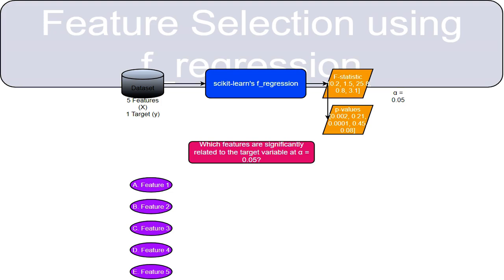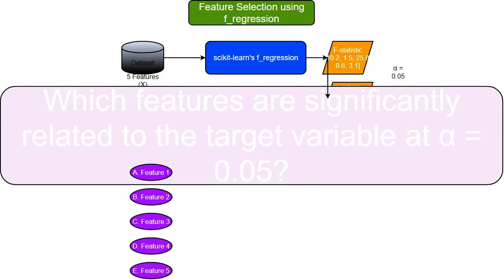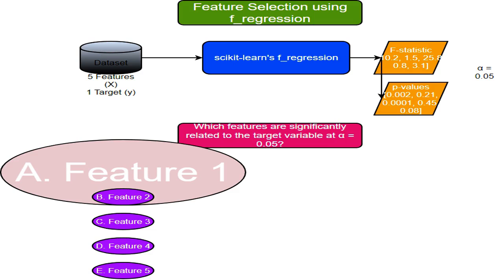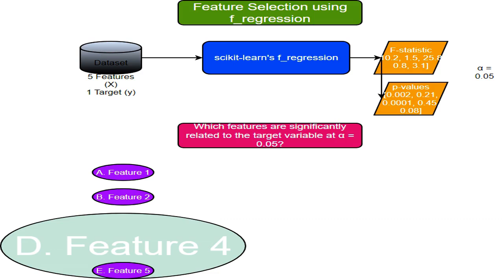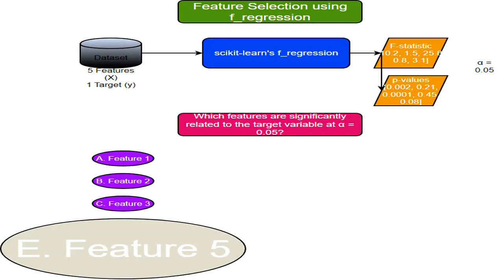I have 5 features, x1, x2, x3, x4, x5, and 1 target variable, y. Again, these features can be different attributes in my prediction problem. In this case, I am evaluating 5. This is the main question. I need to determine which features are good predictors of the target based on the p-values and my significance level, alpha. Let's analyze feature 1. Let's analyze feature 2. Let's analyze feature 3. Let's analyze feature 4. Let's analyze feature 5.